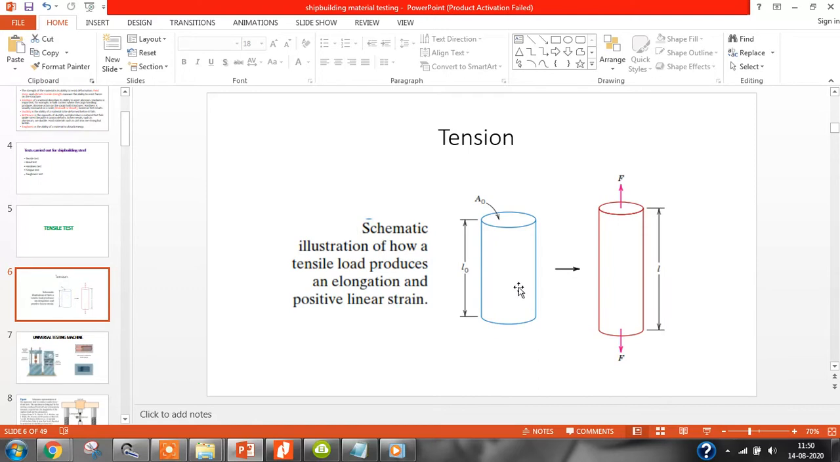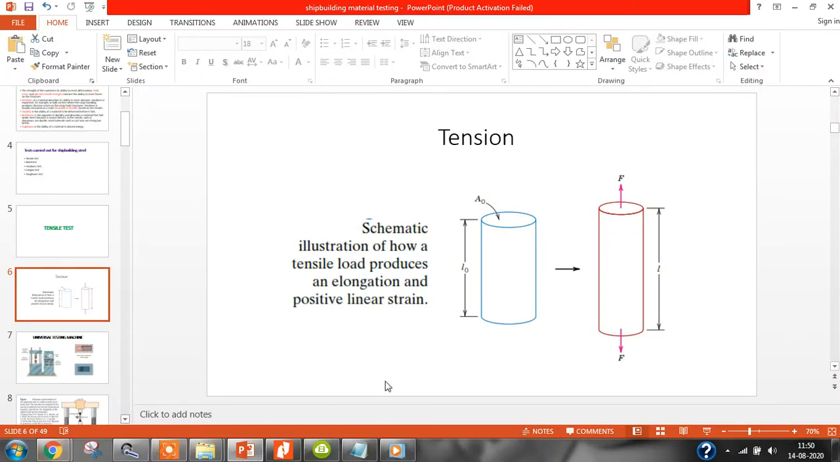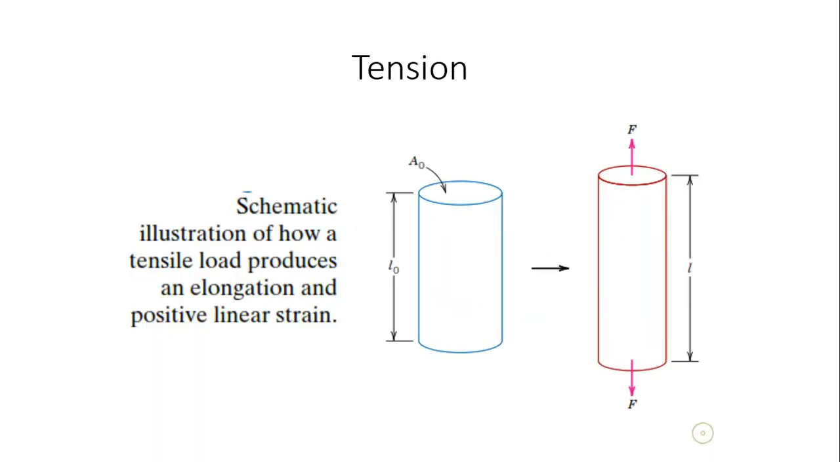See, what we are going to do is, can you see the screen? All of you, can you see the screen? Yes, sir. Okay. This blue color is your test specimen. We are going to take this material in cylindrical form. What we are going to do is apply a tensile force. Tensile force means a force going away from the body, on the top and the bottom.